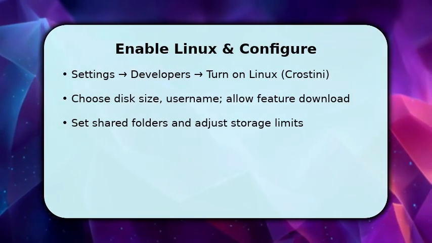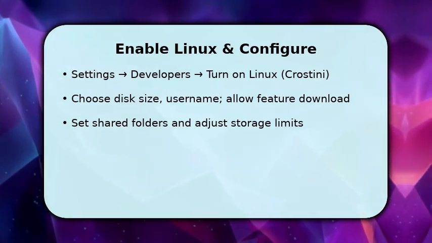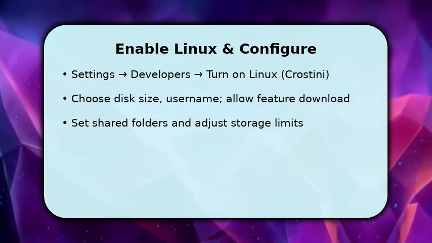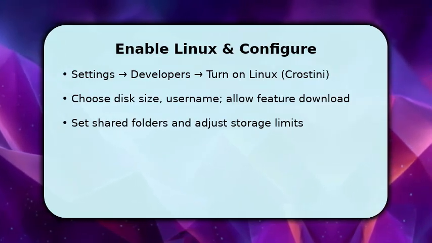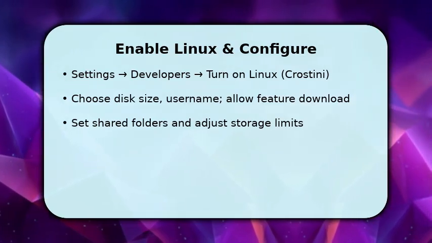Open Settings, go to Developers or Linux Beta, then turn it on, pick a disk size that fits your workflow and create the Linux username. Wait for the container to download and initialize. Once running, open the terminal and run apt update and apt upgrade to get current packages.